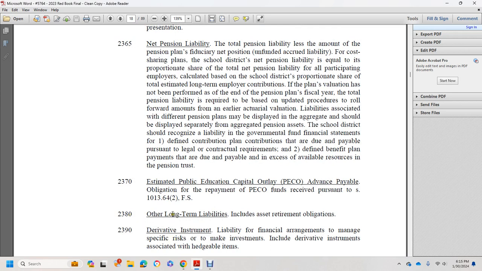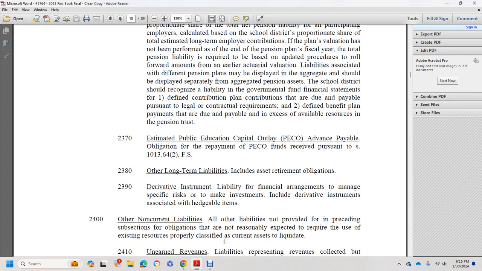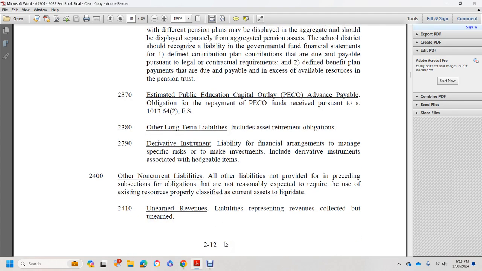Alright, 2380 other long-term liabilities include the asset required for the obligation. 2390 other instrument liability with financial arrangement maintenance, specifically requirement to make investments, including the derivative interest associated with the hedge items. 2400 other non-current liabilities, other liabilities not provided in the preceding subsections of the obligation, are not really or reasonably expected to require the use of existing resources properly classified as current assets to liquidate.